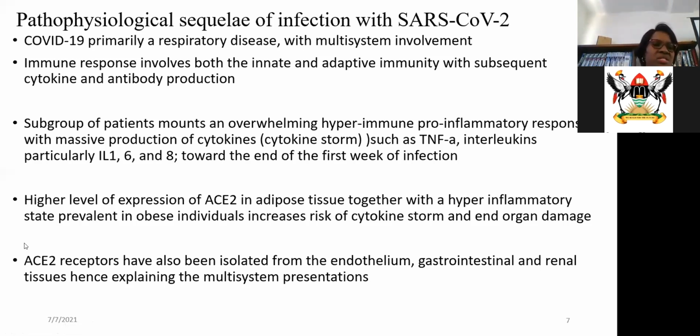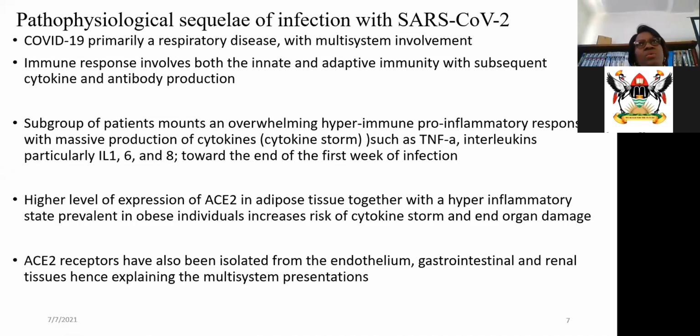Then these receptors, where the virus gains entry into the host cells, the ACE2 receptors, have also been isolated from the endothelium within the blood vessels. They have been isolated in the gastrointestinal tract, including the liver, the pancreas, as well as the urinary system, the kidneys, the kidney tissues. So this explains the multi-system presentation, because the virus is able to gain entry into the cells of those organs and cause damage.